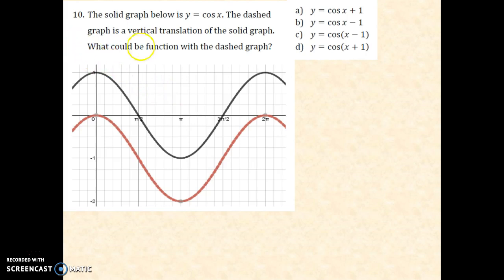So the solid here is y equals cosine x. The dashed is a vertical translation. So here's cosine, and we're going down 1 unit. So that is cosine of x minus 1.